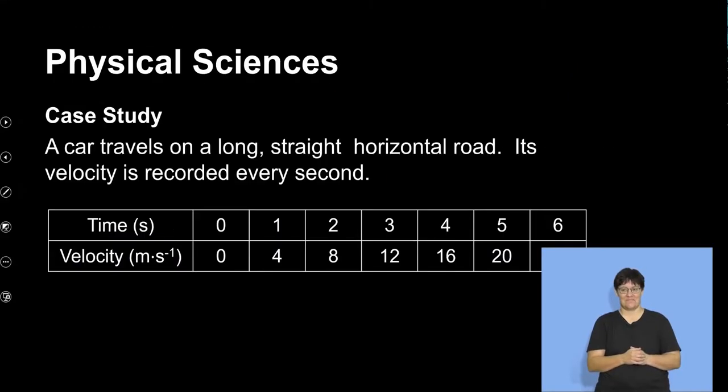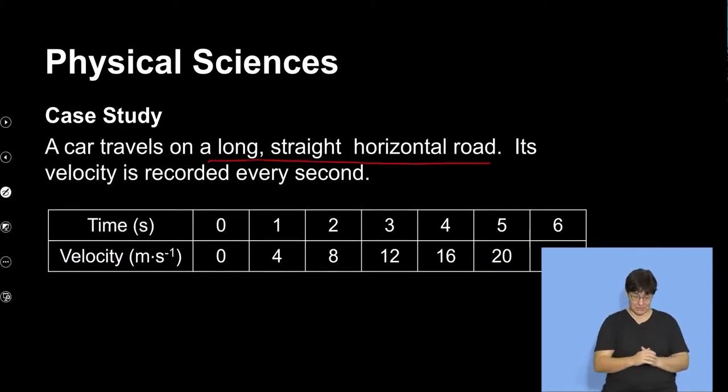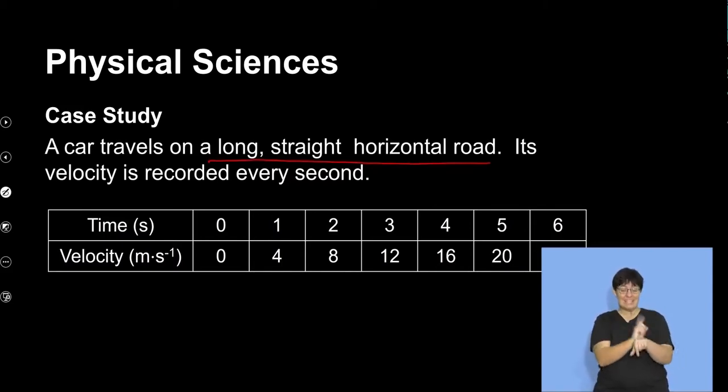So, now we're going to do a bit of a case study with it. A car travels on a long, straight road. All right, so we've got a long, straight road, horizontal. Its velocity is recorded every second. So what you can see here is time zero, it didn't have a velocity. Then every second, they're recording instantaneous velocity. Now, I want you to see something.